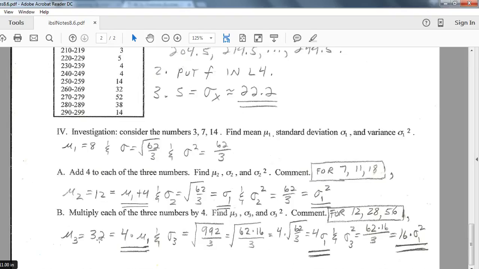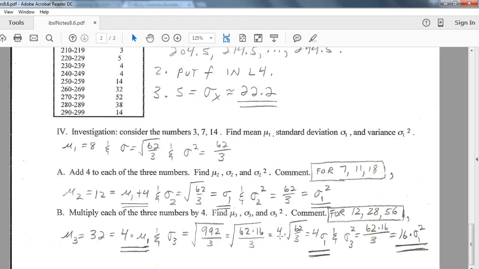So that's something you should definitely be familiar with, how the mean is affected. The mean is simple because it just does whatever the data does. So if you're adding, you add to the mean. If you multiply, you multiply the mean. And that's consistent all the time. It's the standard deviation and the variance that change a little bit here. Again, notice when you added, the standard deviation and variance did not change, but when you multiply, they do.